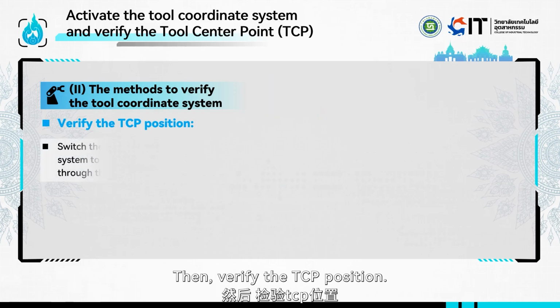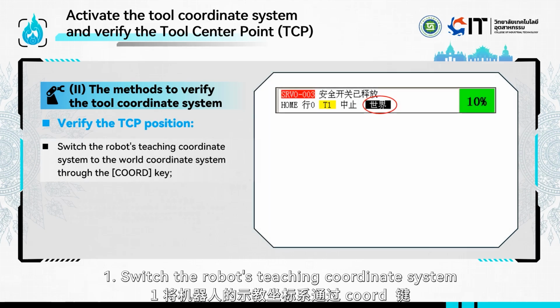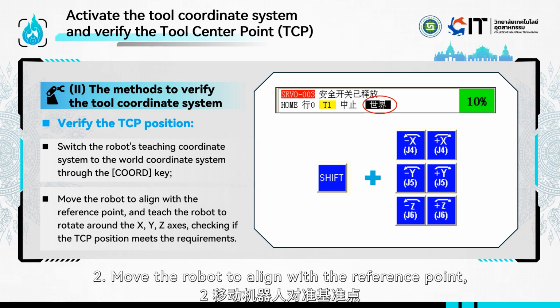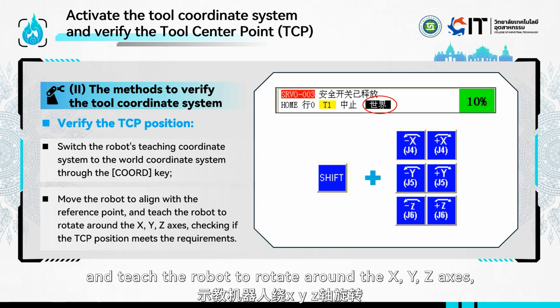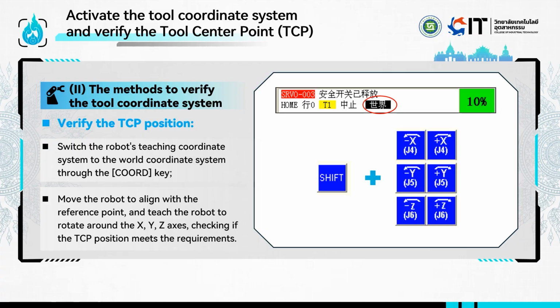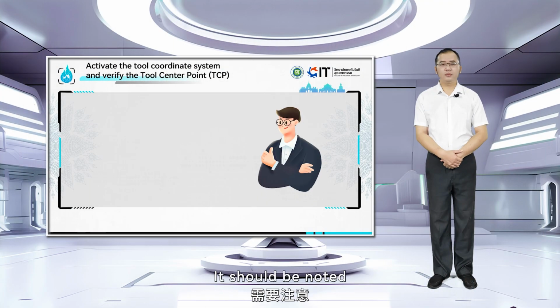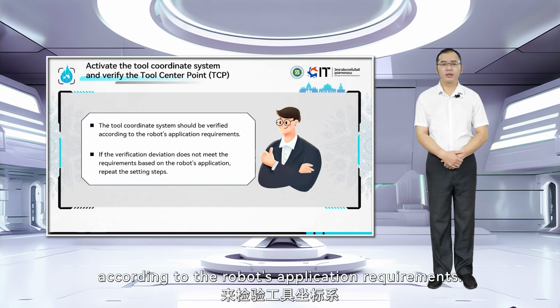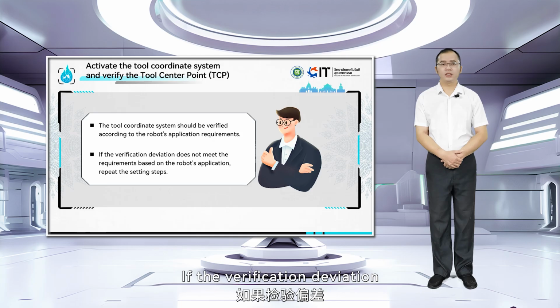Then, verify the TCP position. 1. Switch the robot's teaching coordinate system to the world coordinate system through the QWERTY key. 2. Move the robot to align with the reference point and teach the robot to rotate around the X, Y, Z axis, checking if the TCP position meets the requirements. It should be noted that the tool coordinate system should be verified according to the robot's application requirements. If the verification deviation does not meet the requirements based on the robot's application, repeat the setting steps.